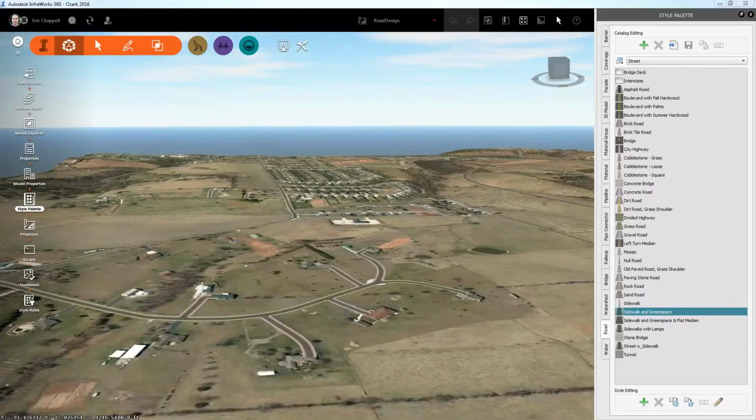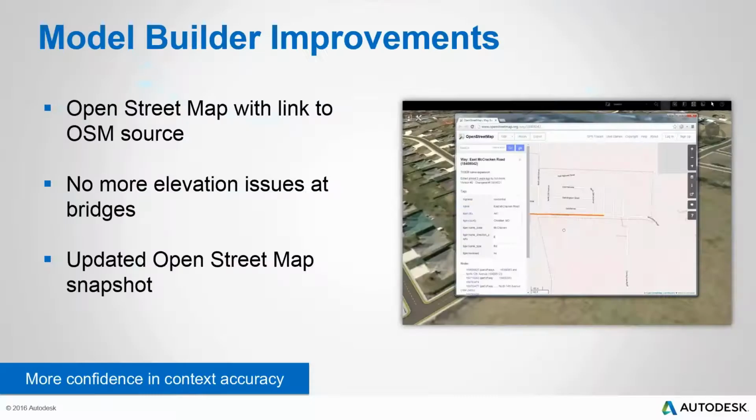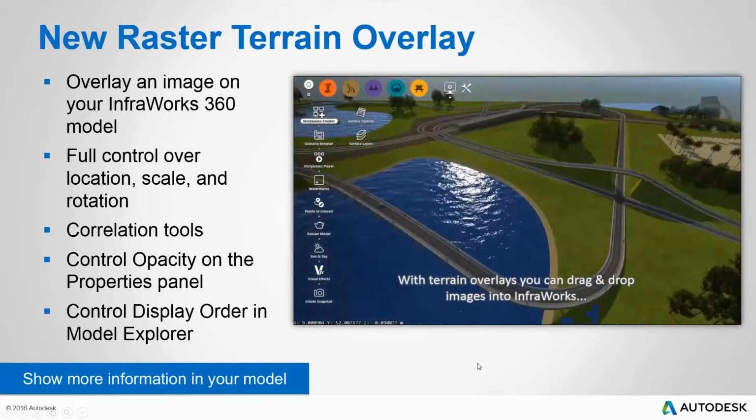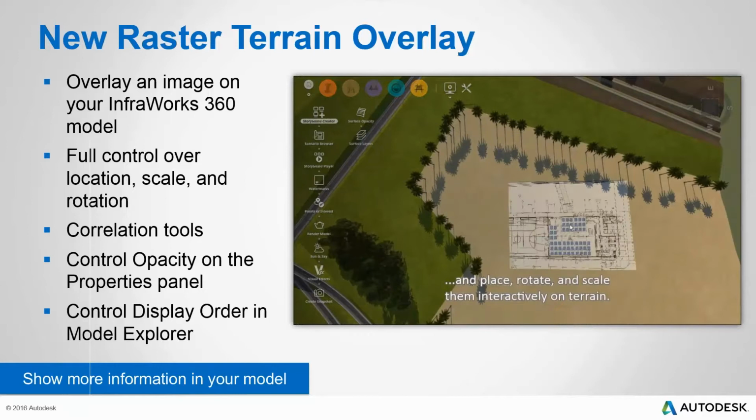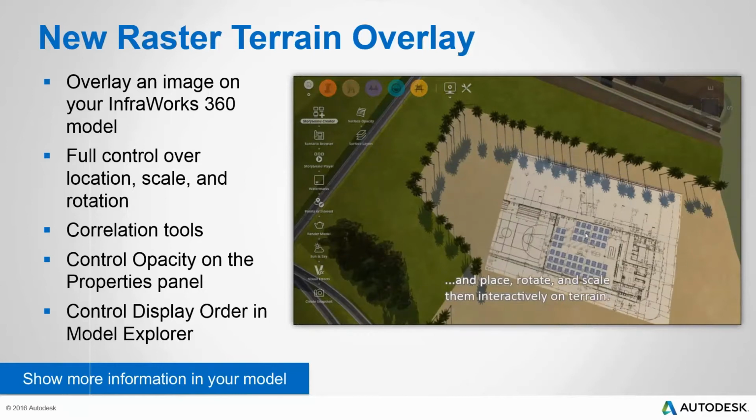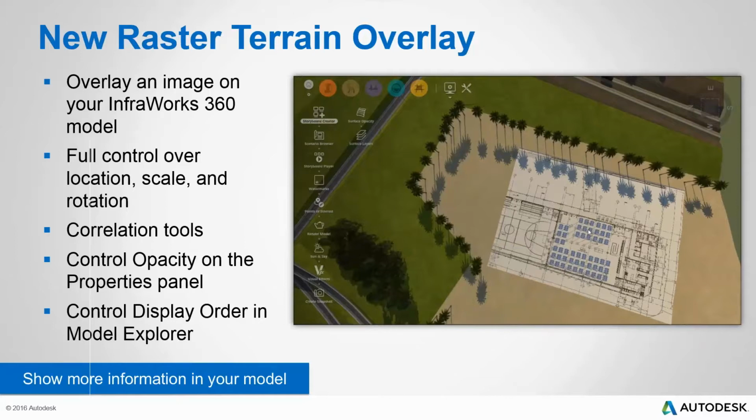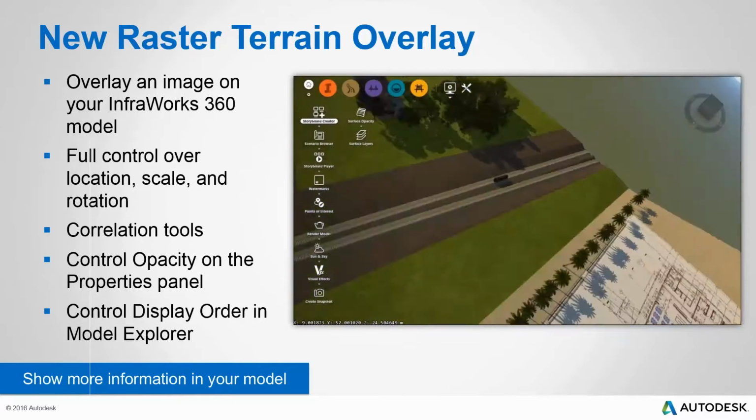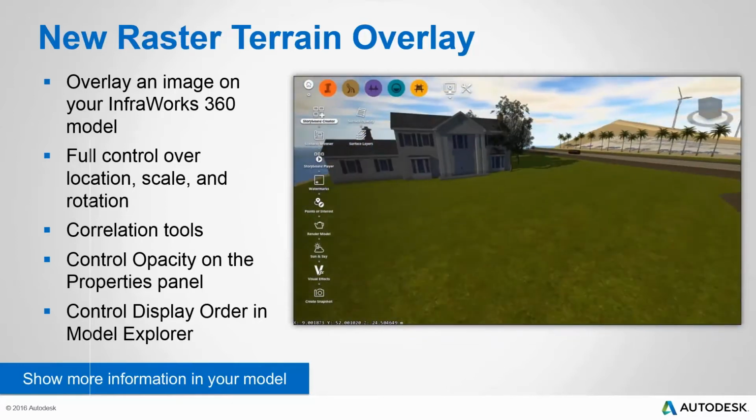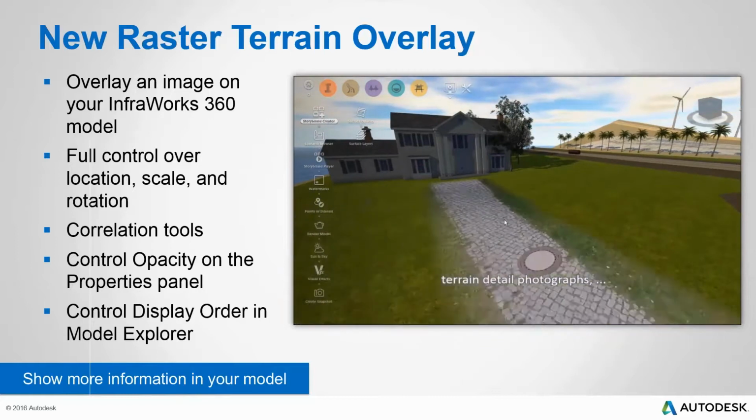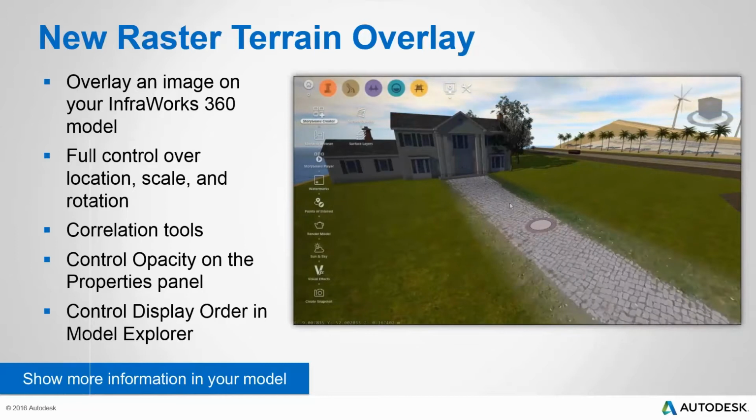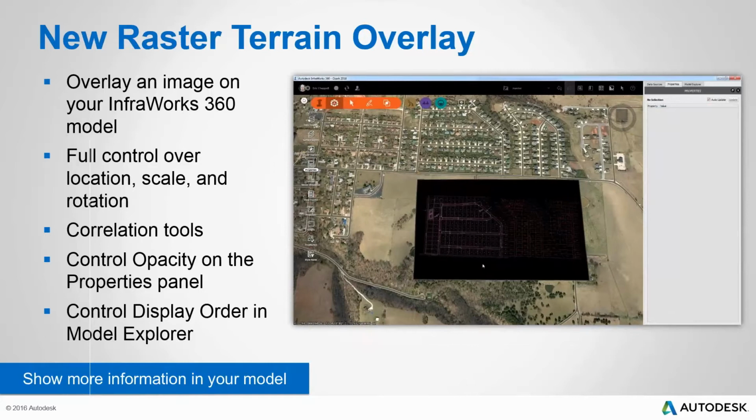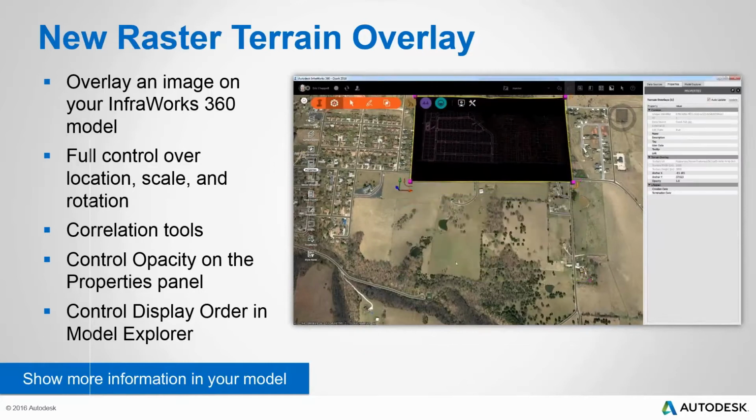So what's next? A feature that I'm really personally excited about is the ability to overlay an image on your InfraWorks 360 model. Now, you've been able to bring in imagery before, but it kind of had to be geo-referenced imagery. It took a lot of extra work to position an image just where you needed it to be. But now you can just click and drag that image, place it wherever you like, move it around, scale it, rotate it, even correlate it. I'm going to show you some correlation tools in just a second that allow you to line that image up with different points in your model. You can see a preview video of it here.